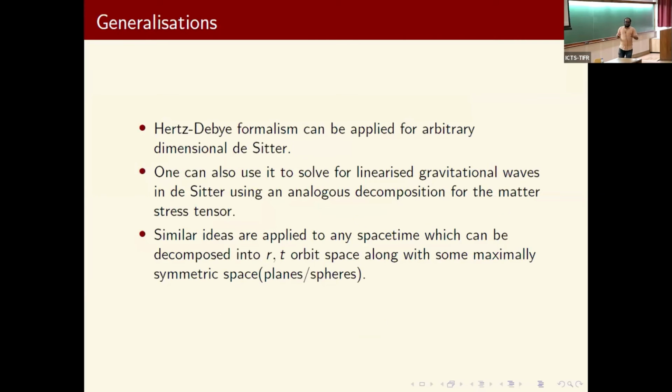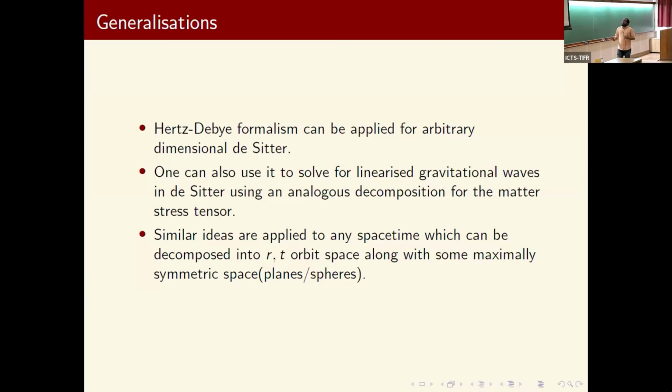Now, I'll just finish, give me 30 seconds. The main point is that I just illustrated a very simple example of this formalism, but the power of this formalism is in its applicability to many different scenarios. One thing is that you can do it for arbitrary dimensional de Sitter. There are certain new things that happen, like new kinds of vector spherical harmonics that we didn't see in de Sitter 4, but other than that, you can do it for any general dimensional de Sitter.